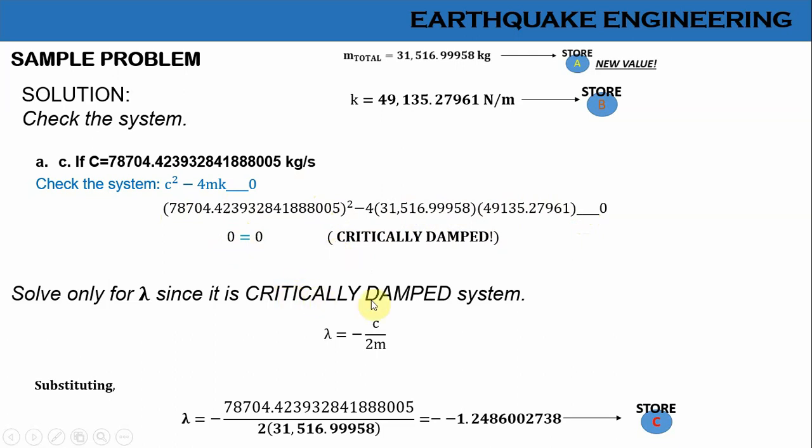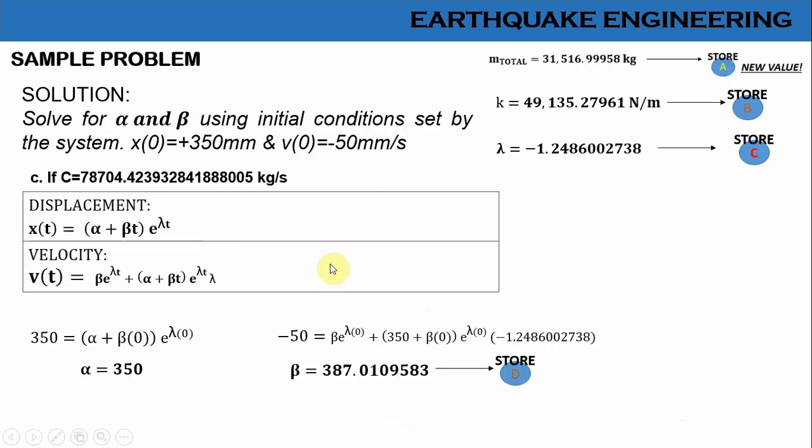Now, since it is a critically damped system, solve only for your lambda. Isa ra ka lambda, which is this one. And, by substitution method, so yes, mu-gawas siya negative 1.2486002738. Store na naman siya sa C. Okay, store the new value for C. Okay. Now, after this one, we need to solve for alpha and beta again using the initial conditions where t is equal to 0.